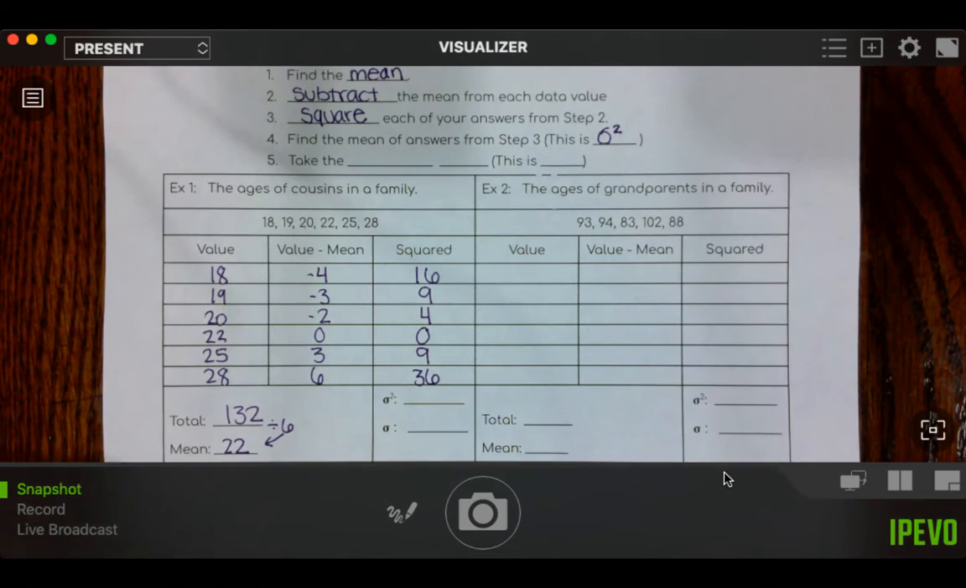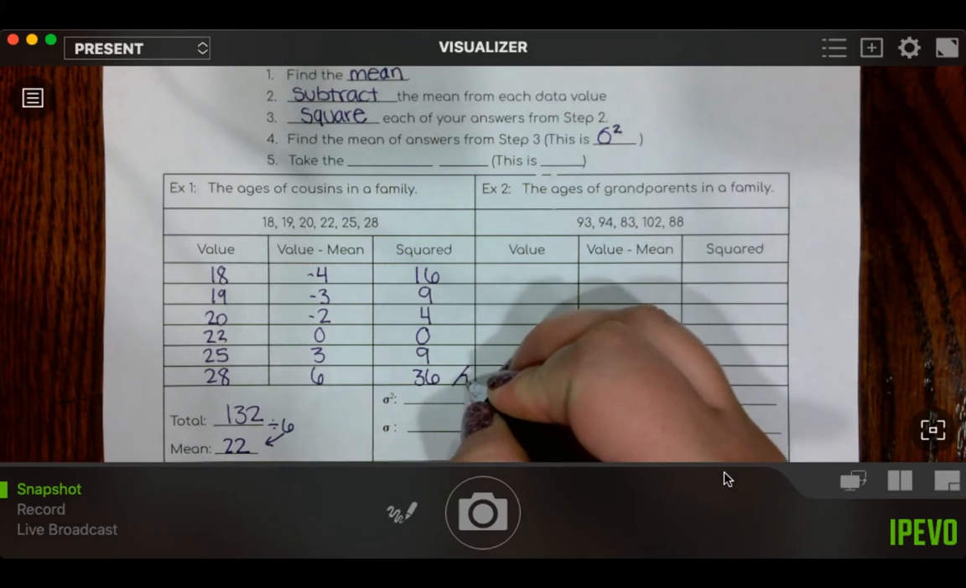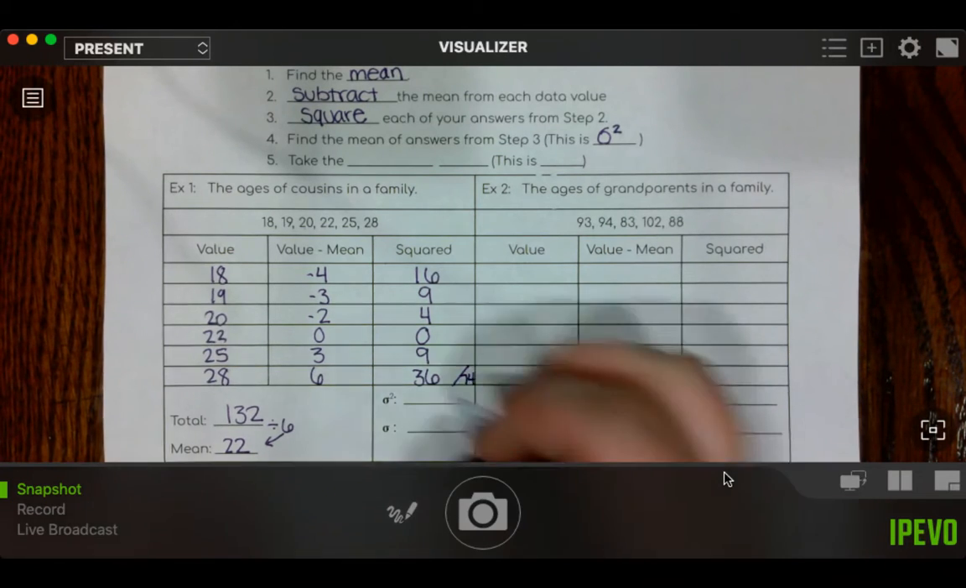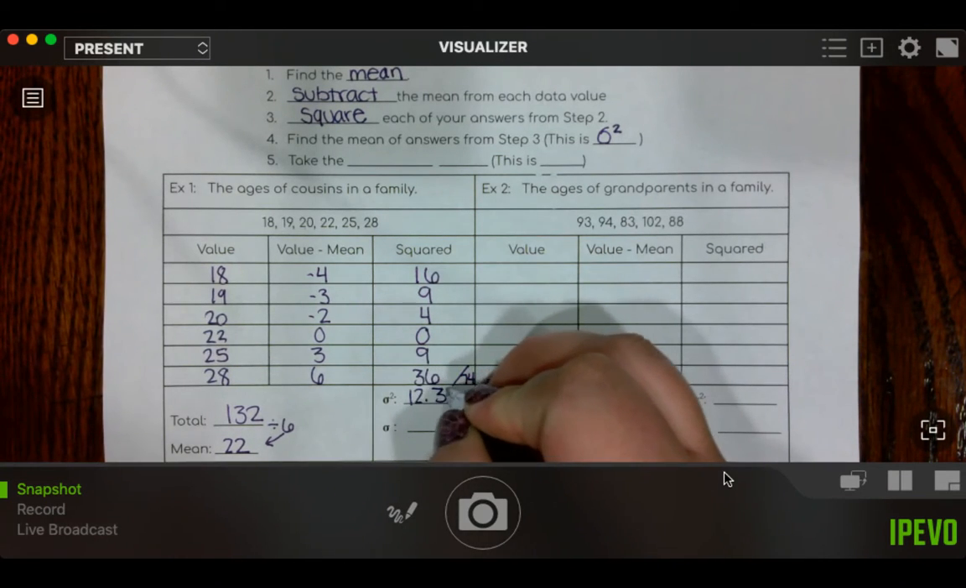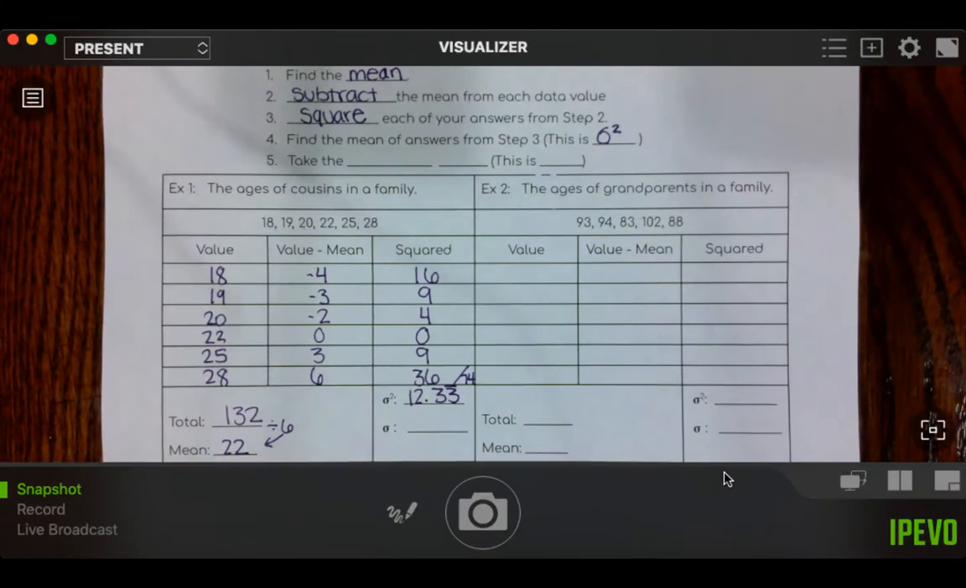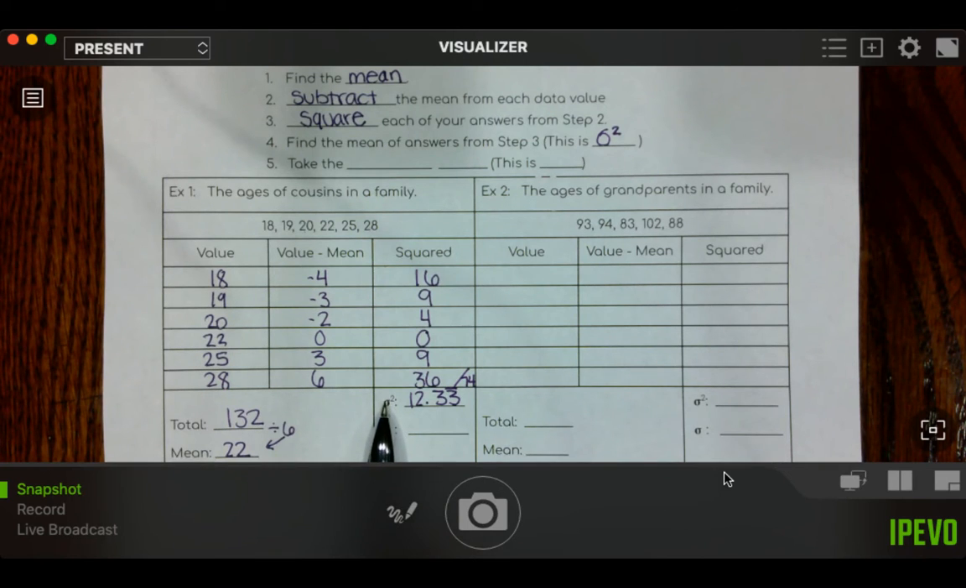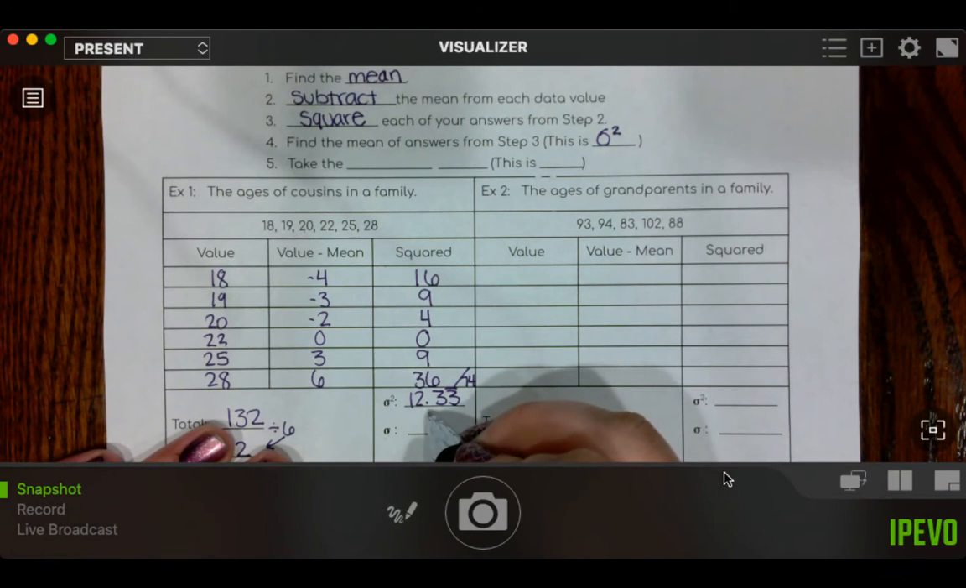So what I'm going to do is add together 16 plus 9 plus 4 plus 0 plus 9 plus 36. And I get 74. And then I have to divide that by 6 again. 12.33 repeating. And the last step is we want the standard deviation, not the variance. The only difference is that this one's already squared. So how do we get rid of a squared? We square root. So I'm going to do the square root of 12.33.